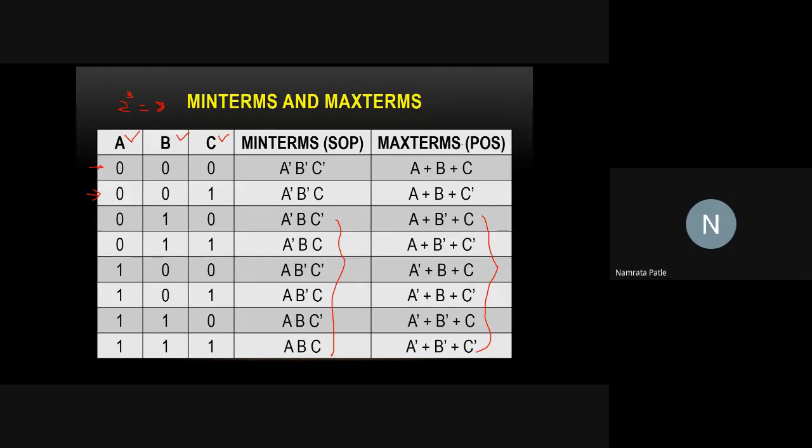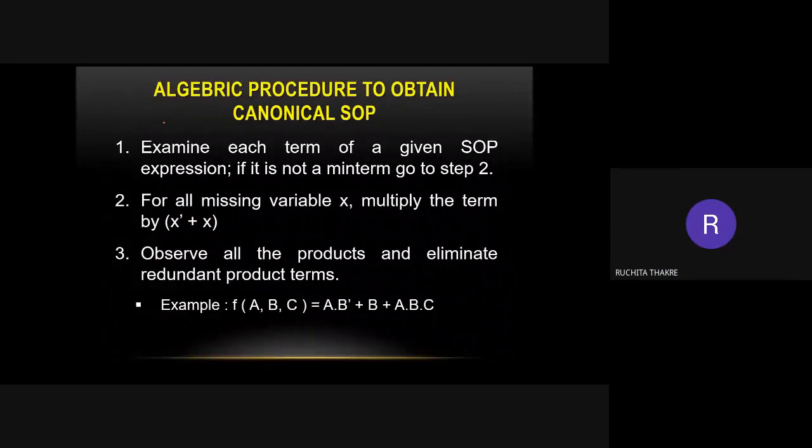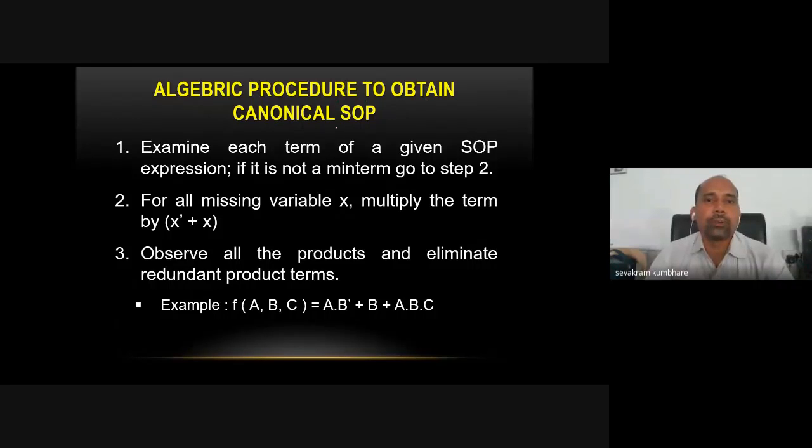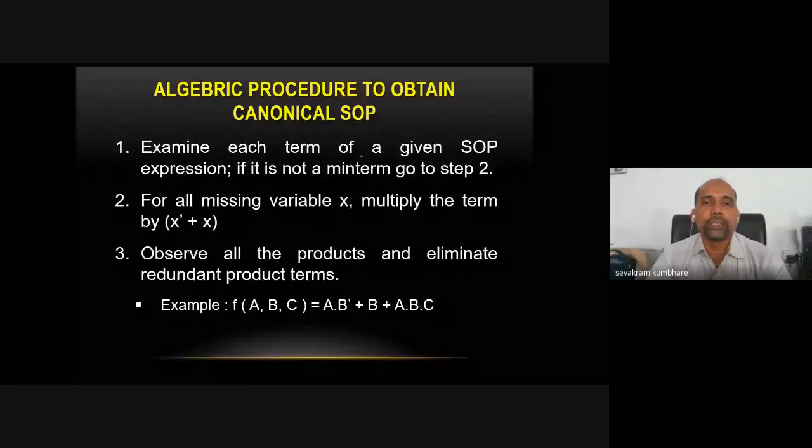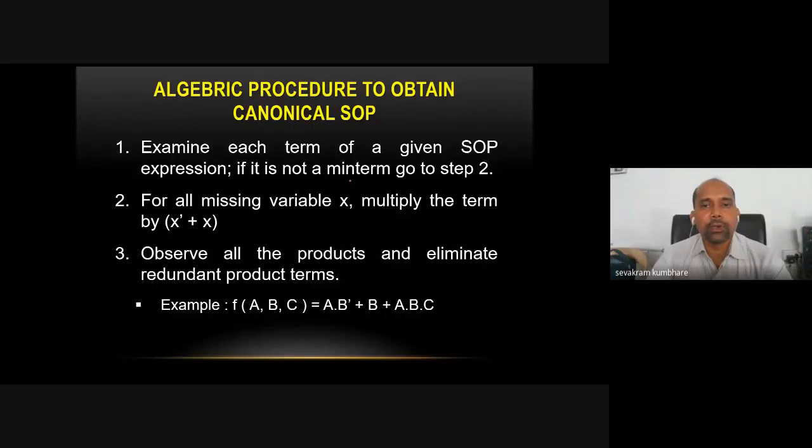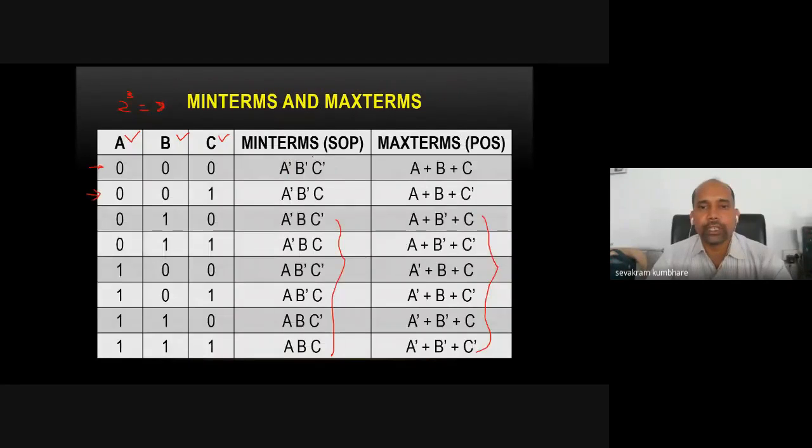Now, the algebraic procedure to obtain canonical SOP. SOP means sum of product. What is this procedure? You have to examine each term of a given SOP expression. If it is not a min term, go to step 2. Not a min term means what? If it is not in all variables, then you say that this is not a min term. Right now we have all 3 variables, so we say it is a min term.